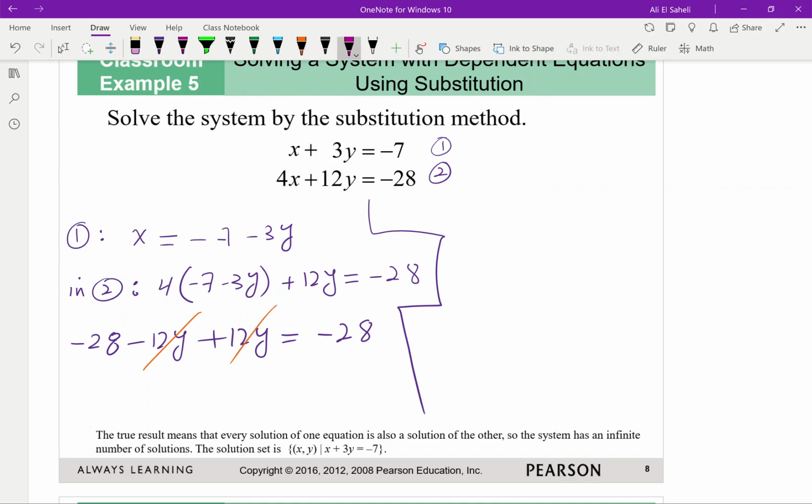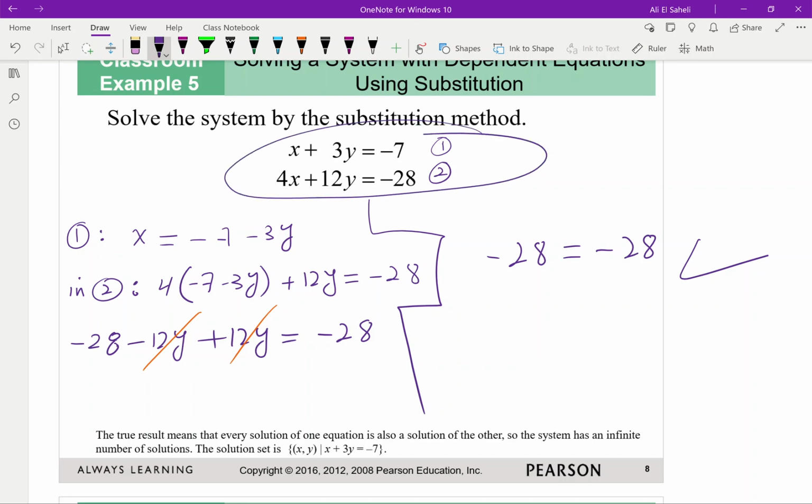These are cancelled, and the result is minus 28 equals minus 28, which is correct without any conditions. It is always correct, which means any x, any y satisfies this equation. So any pair that satisfies one of these two equations, any ordered pair that satisfies any one of these two equations is a solution. So you have infinitely many solutions.